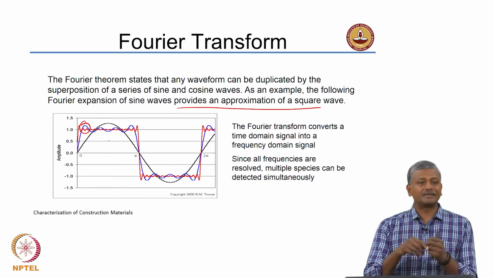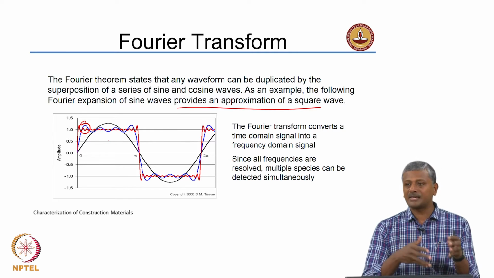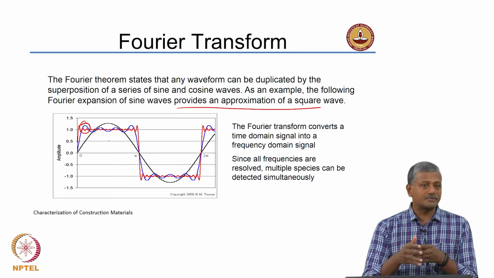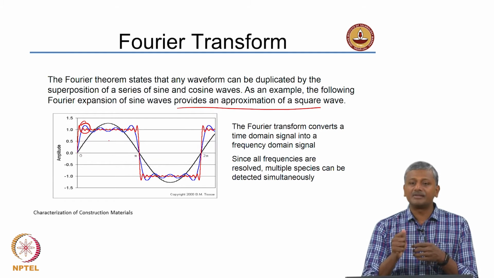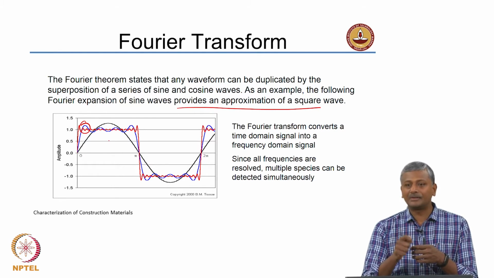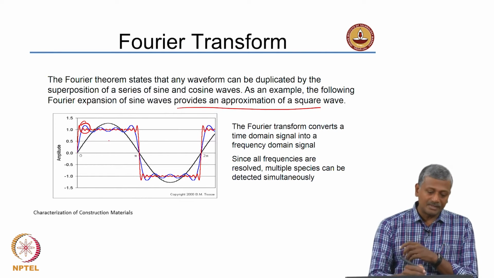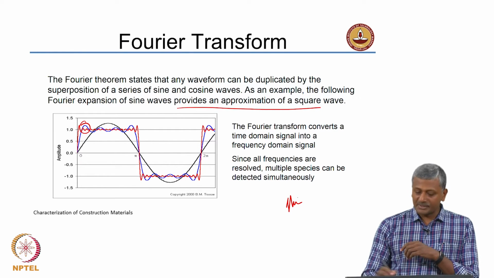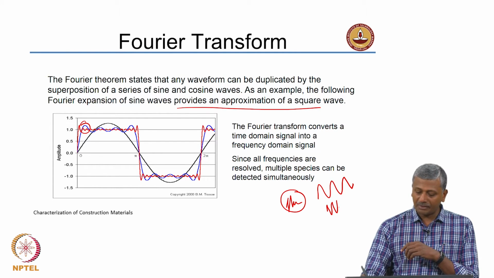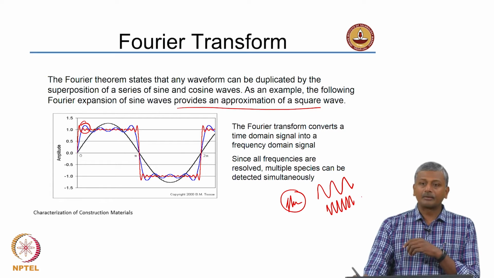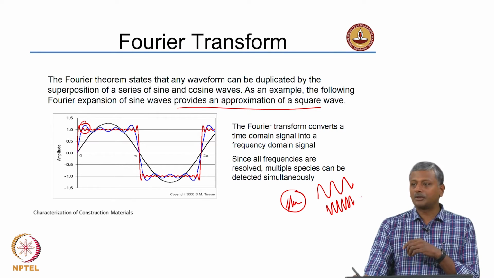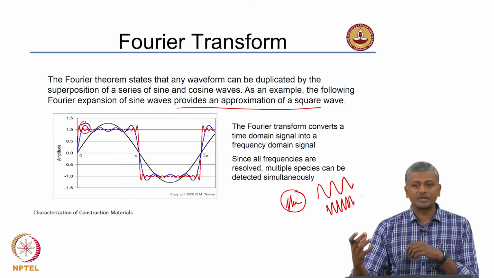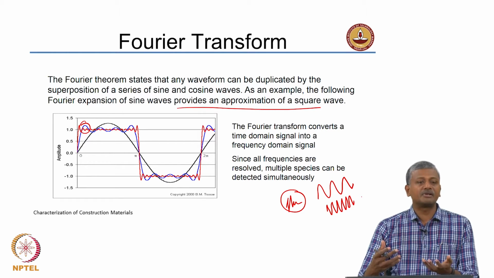When you convert an unknown waveform into a summation of sine and cosine waves, you can then pick out specific wavelengths which are involved in that wave. Now, this is similar to ultrasonic techniques where we send an impulse through a specimen. This impulse is actually a summation of several waves having different wavelengths. When you send an impulse through an object and analyze the sound that is coming out of the object, it is a combination of several different wavelengths.